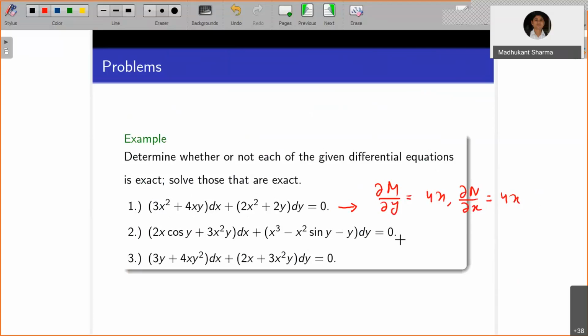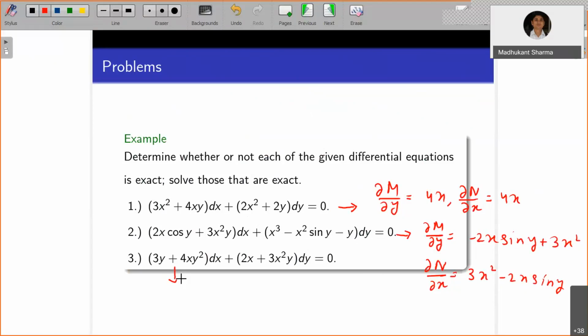Now for the second case, what is dou M by dou y? We are differentiating partially with respect to y the dx coefficient. So that is going to be minus 2x sin y plus 3x square. And dou N by dou x is equal to 3x square minus 2x sin y. So both are equal, so it's again an exact differential equation. We don't need to find the integrating factor.